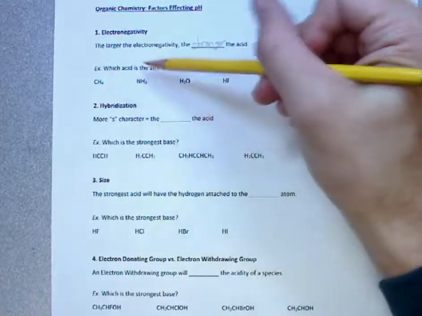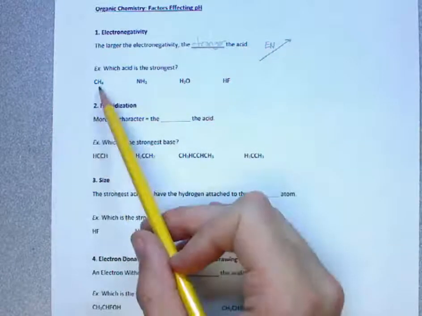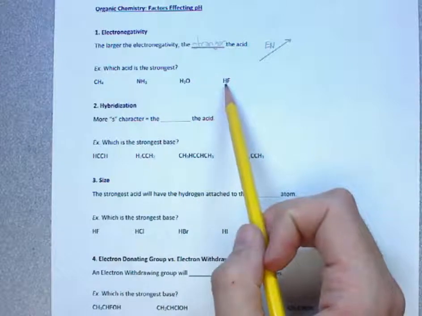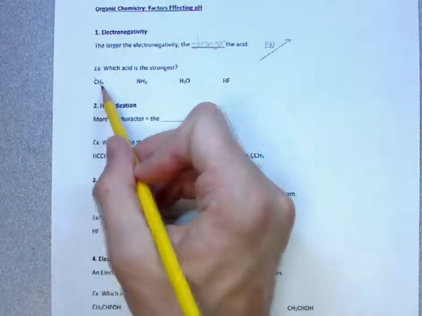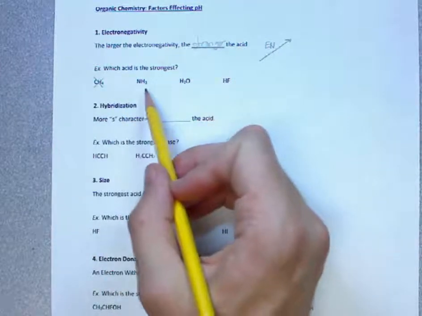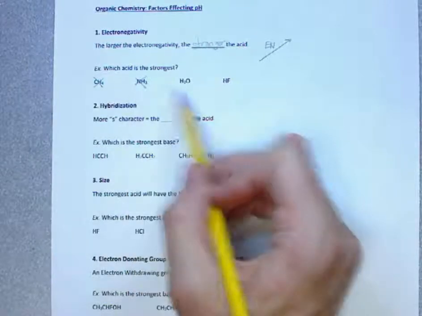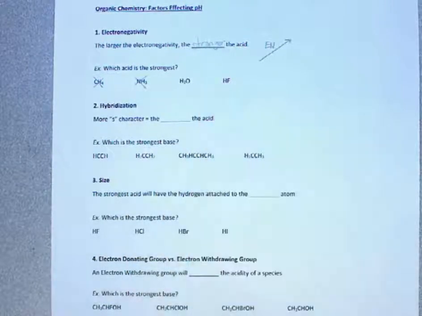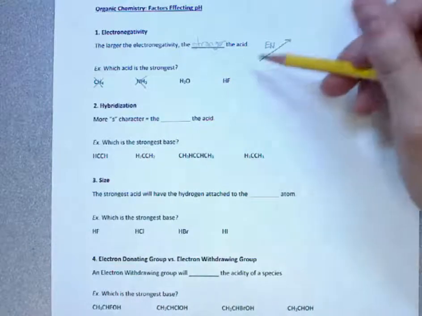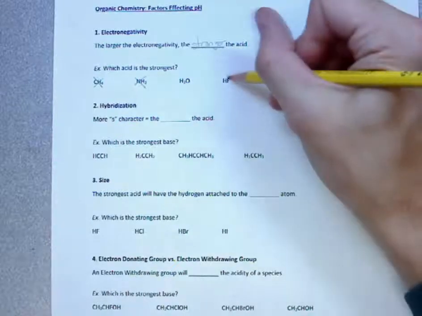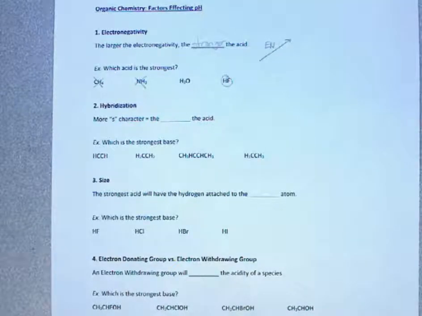So which acid is the strongest? Methane, NH3, H2O, and HF. Methane really isn't an acid. NH3 is going to be a base, and we have water and HF. So HF, again, is in the very top right corner of the periodic table, so that is going to have a very strong electronegativity, making this the strongest acid.